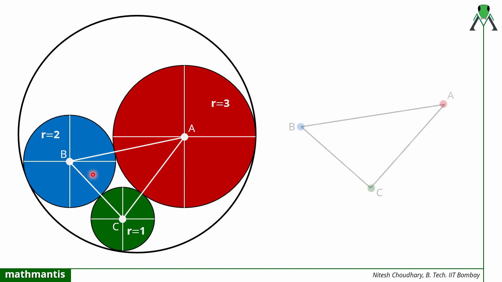Now let me make the triangle here. We know that for A and B, these two centers, the distance is equal to the sum of their radii, that is 2 plus 3. So this is 2 plus 3. Then BC will be equal to the sum of their radii, 2 plus 1. Then AC will be equal to the sum of their radii, that is 3 plus 1. So if you look at these values, this is nothing but 3, this is 4 and this is 5.